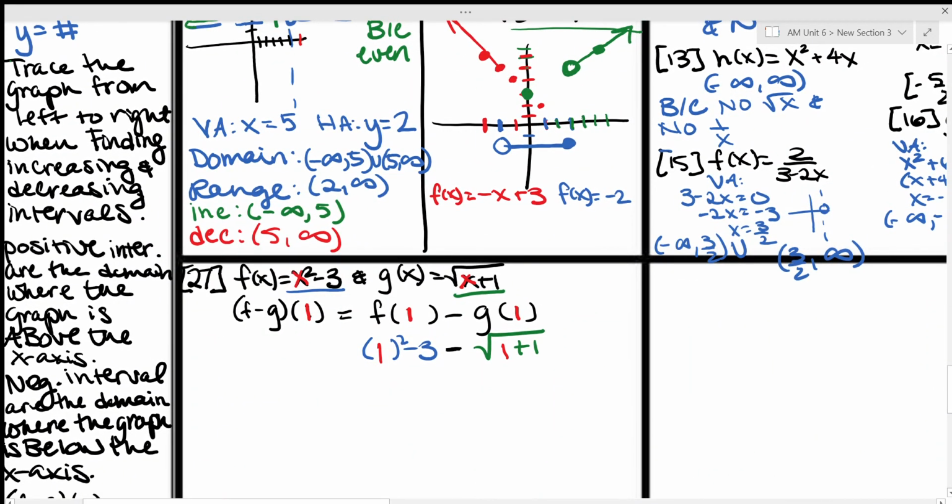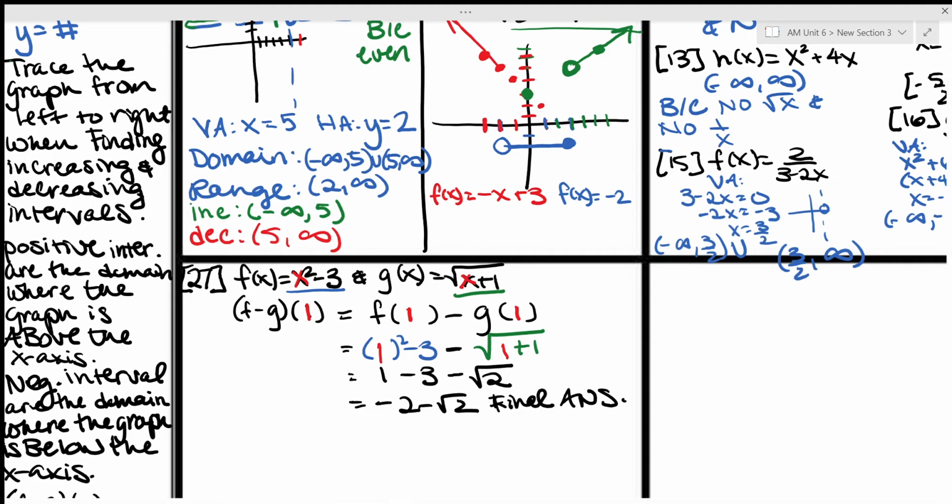Okay, and then we're going to simplify. Order of operations. 1 plus 1 is what? 2. 1 squared is 1 minus 3. Good. I can do one more thing to simplify. Combine. Negative 2 minus root 2 is your final answer. Yes, so we are all in that boat sometimes. Okay, 29 now?